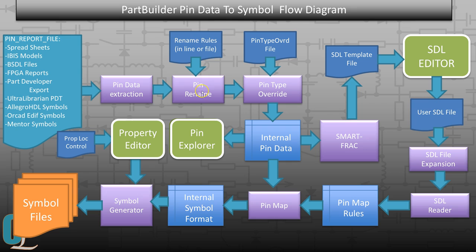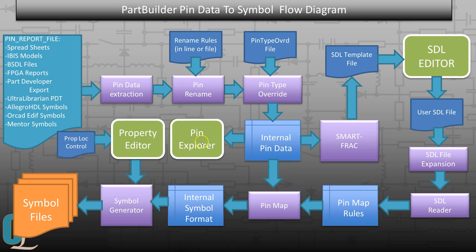The next function that runs is pin rename, and that uses the rename rules, which can be provided inside the GUI in a line, or there can be a file that points to a bunch of different rules that create the pin renames. Then the pin type override file is next. The pin type overrides are applied to the renamed pins. That's important to realize. When we go through these steps, we end up with a database that stores the internal pin data for us. And so that's the first step.